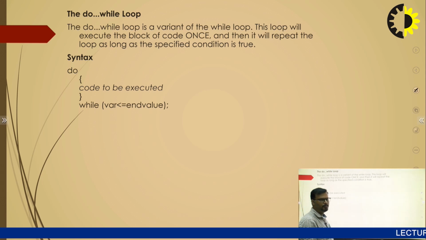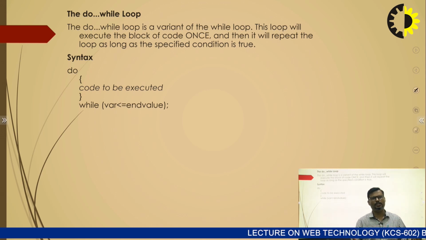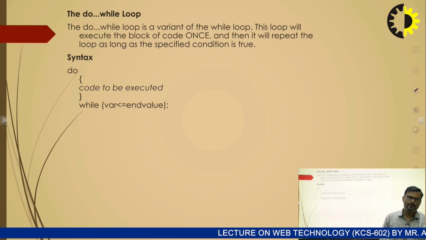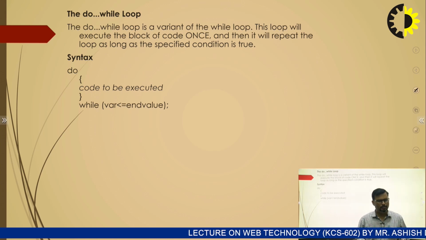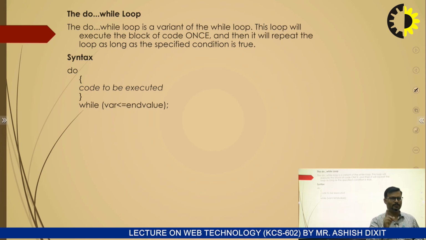Do while loop. Do while loop is a variant of the while loop. This loop will execute the block once, and then it will repeat the loop as long as the specified condition is true. But even if it's not true, it will execute at least one time. Okay.